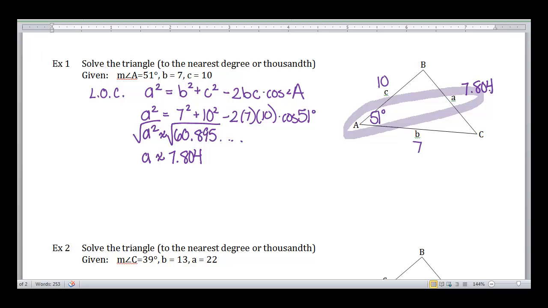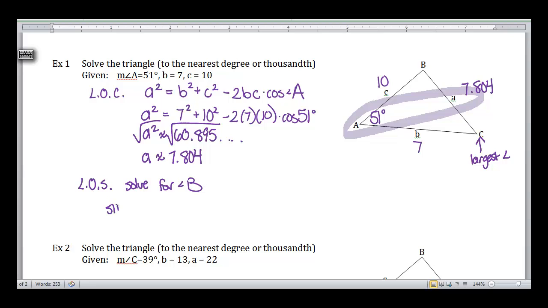Here though, I have to make sure that I do it for the smallest angle. Now that I know all three side lengths, I can see that side C, 10, is the biggest side length. So that means that angle C has to be the largest angle. Never do law of sines to solve for angle C, the largest angle. So I'm going to do my law of sines to solve for angle B instead.